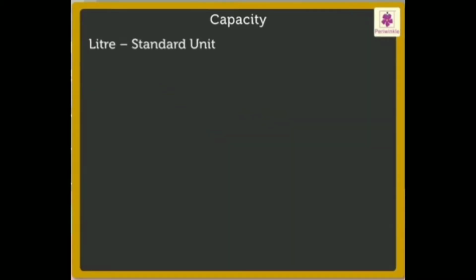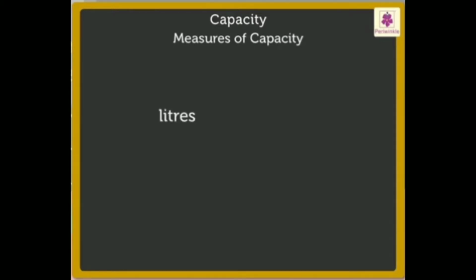So now coming to the liter. Liter is the standard unit for measuring capacity. Measures of capacity, it has two. One is liters and another one is milliliters. So liters is represented as L and milliliters is represented as ml. These are the short ways to write liters and milliliters.